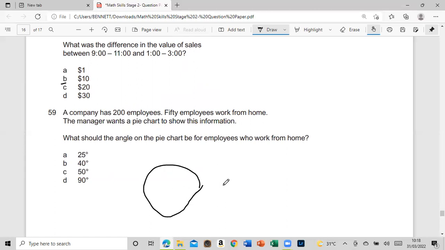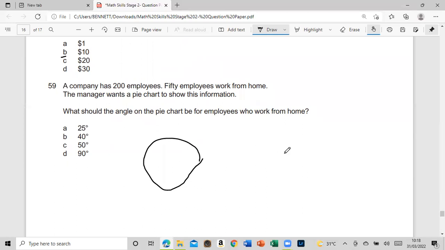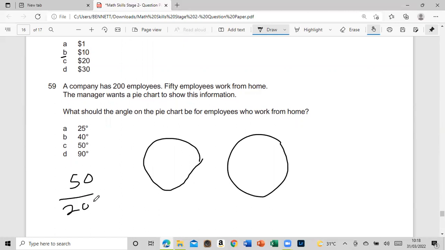measures 360. This is so ugly, Mr. Ben. Okay, we need another drawing, right? So it's just showing it straight. 50 out of 200. It's a circle, so it's 360 degrees, right? Remember, pie chart measures 360 as a circle.